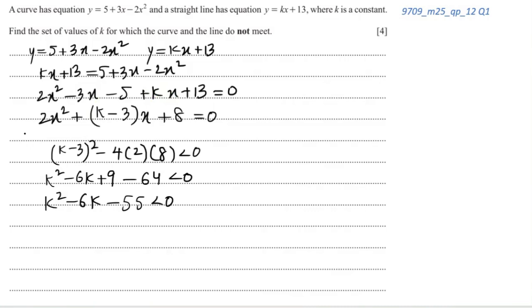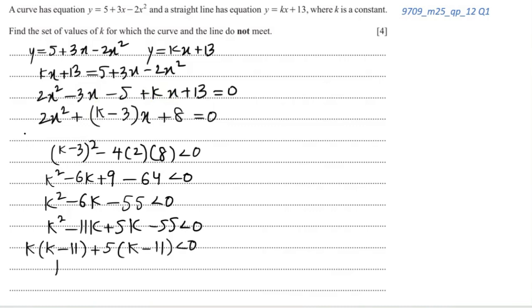So let's now middle term break this, factorize it. So 11k plus 5k and minus 55 less than 0. It's a factorizable one, but even if it's not a factorizable one, you can use the quadratic formula to get the roots, because in solving the quadratic inequality, all I need is the roots of the quadratic equation. So I can sketch it and find my desired region. k minus 11 and k plus 5 less than 0. Let's sketch the parabola like this.